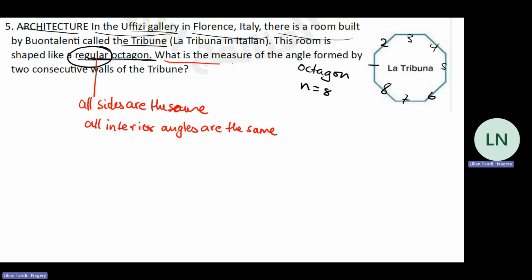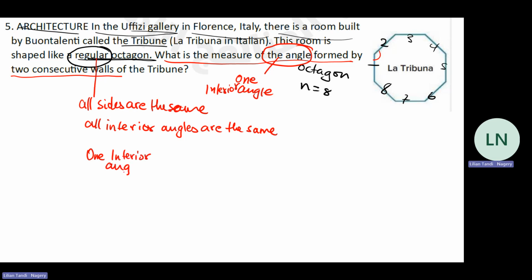Now, what is the measure of an angle? An angle or the angle. This means one. The angle means find one angle formed by the two consecutive walls. So either 1 and 2, so they want this angle. So it is interior. So one interior angle. That's how I know. Then I remember my formula for one interior angle. One interior angle equals S divided by the number of sides.